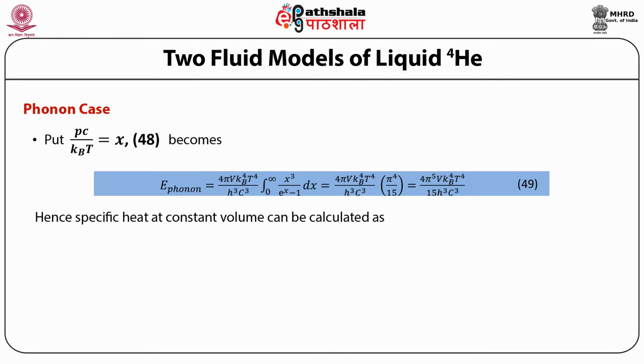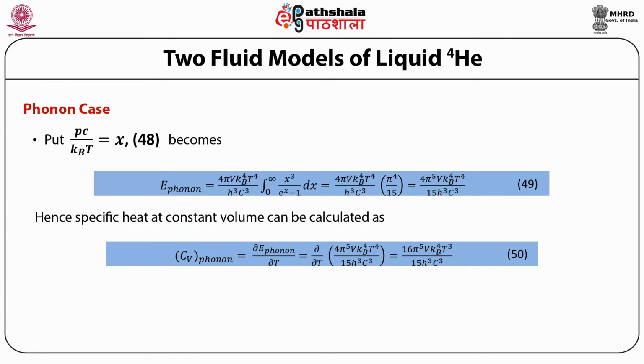Hence, specific heat at constant volume can be calculated. C_V corresponding to the phonon part is equal to the partial derivative of E_phonon with respect to temperature, which is equal to the partial derivative of 4 pi^5 V k_B^4 T^4 divided by 15 h cube c cube with respect to temperature, which is equal to 16 pi^5 V k_B^4 T^3 upon 15 h cube c cube.